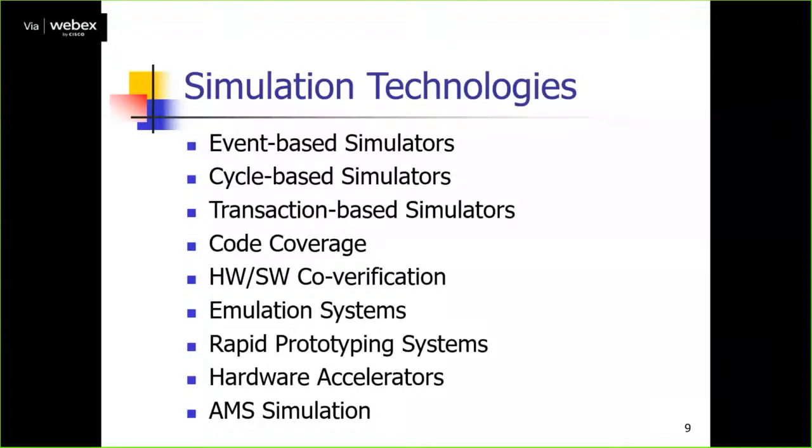Normally these types of verification will be done on a platform basis, where we need to create a platform and it goes for verification. One such type of simulation platform is your ISS simulator.